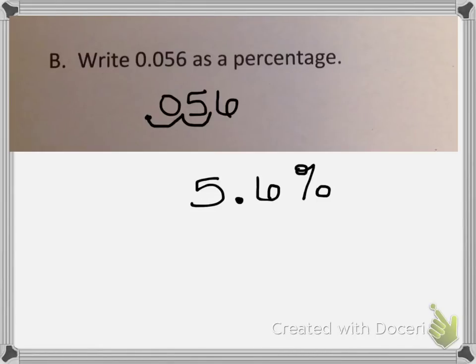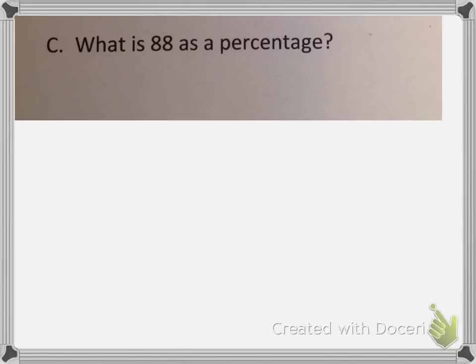All right, on the next slide, on example C here, I would like you to pause the video and try to figure out what 88 is as a percentage. So go ahead and pause that video and unpause it when you're ready for the answer. 88 as a percentage, we write that number, put our decimal, and we're going to multiply by 100, or move our decimal 2 times to the right. So our final answer is 8,800%.